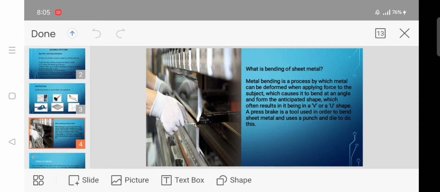What is bending sheet metal? Metal bending is a process by which metal can be deformed when applying force to the subject, which causes it to bend at an angle and form the anticipated shape, which often results in it being in a V or a U shape. A press brake is a tool used in order to bend sheet metal and uses a punch and die to do this.